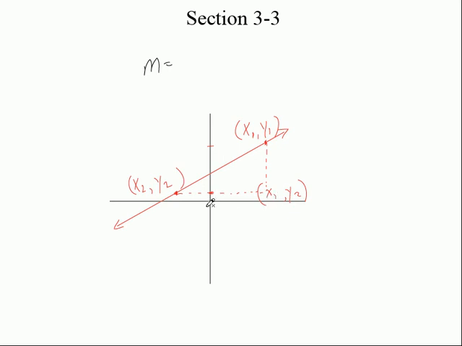So that point right there, look, we went over. How far did we go over to get to this point right here? We went over x1. How far up did we go? I said y1, didn't I? That's not right. Let me change it to that.